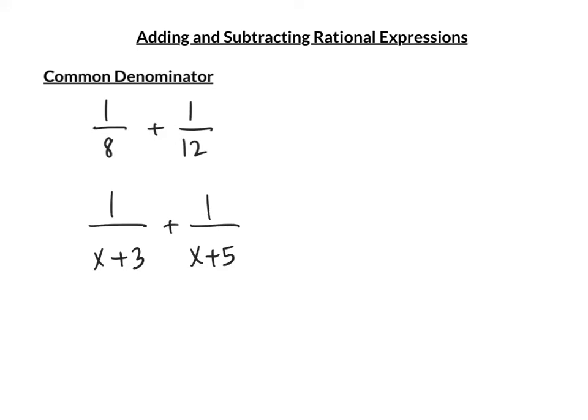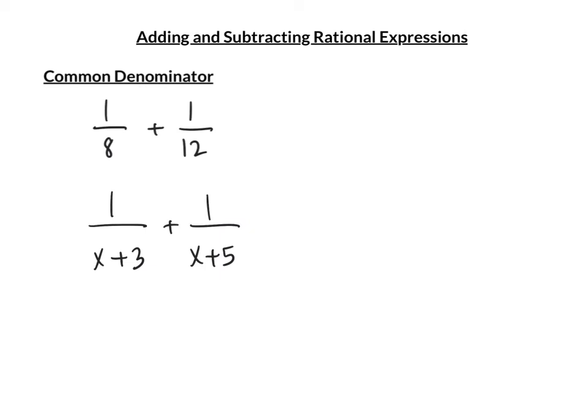Adding and subtracting rational expressions. To add and subtract rational expressions, you need a common denominator. Let's review the steps to get a common denominator. When we have numbers, we just need to find the least common multiple.